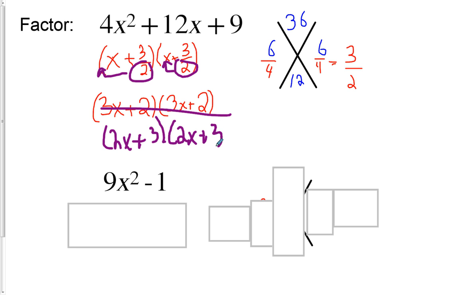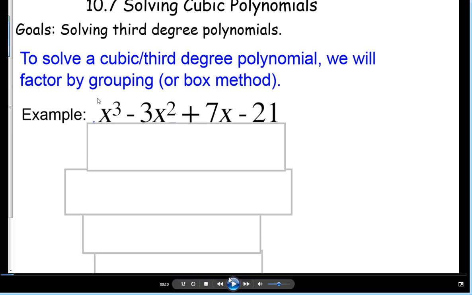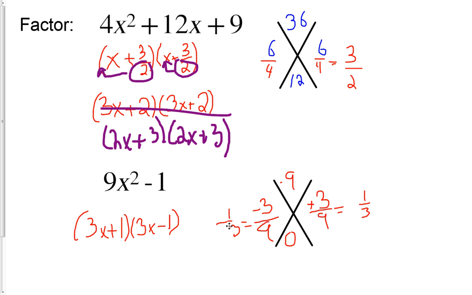Lastly, we've got 9x squared minus 1. 9 times minus 1 is minus 9. And they're going to add to equal 0, right? We don't have any x, right? 0x. So the numbers are plus and minus 3. But now you see I already brought the 9 back, right? Divide by 9. This time we're going to get 1/3, right? 3 divided by 9 is 1/3. And negative 3 divided by 9 is negative 1/3. Then we get x minus 1/3, x plus 1/3. Instead, we switched it already, and you got 3x plus 1 times 3x minus 1. And that wraps up this video.